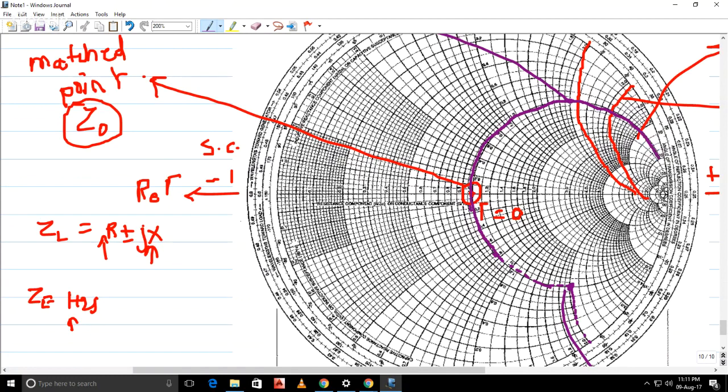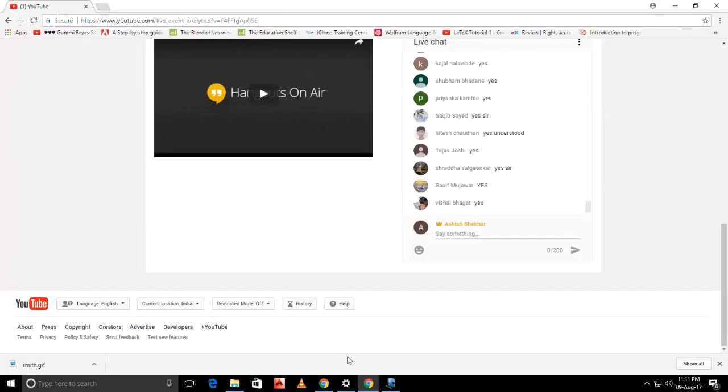So wherever you are on the Smith chart, if you are using the Smith chart to match, where do you have to reach? If you want to match, then where exactly do you have to reach? Oh, good. You have to reach the center. Yes or no? Vicky, really nice. You have to reach the center.